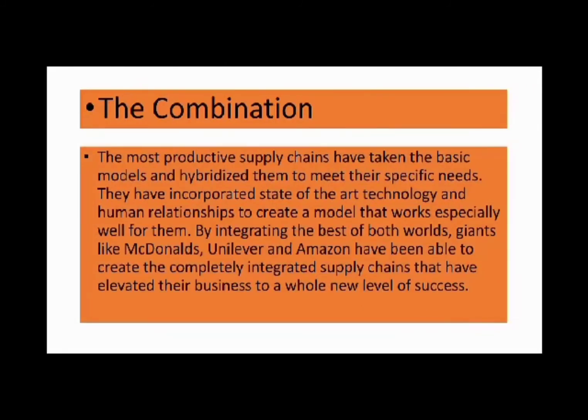The combination. The most productive supply chains have taken the basic models and hybridized them to meet their specific needs. They have incorporated state-of-the-art technology and human relationships to create a model that works especially well for them. By integrating the best of both worlds, giants like McDonald's, Unilever, and Amazon have been able to create completely integrated supply chains that have elevated their business to a whole new level of success.